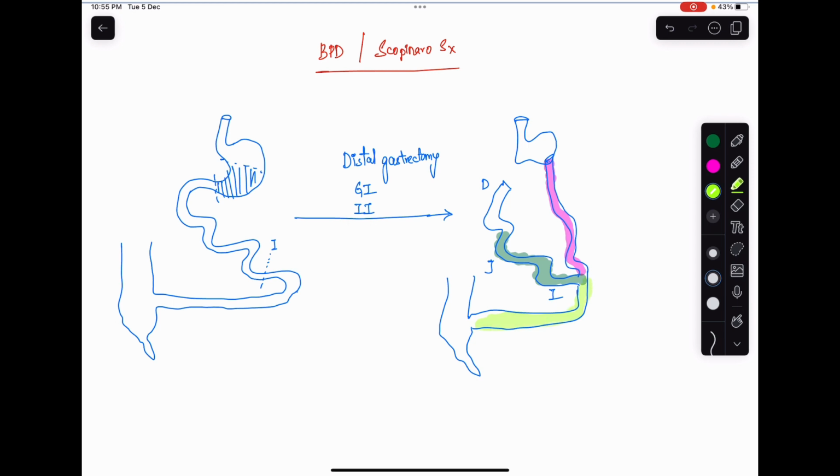In Scopinaro surgery, the roux limb is approximately 2 meters and the common limb is 50 to 100 centimeters. That is, the food we ate comes via the roux limb into the common limb. For a large portion, the food is not even exposed to bile and pancreatic juices, so there will be malabsorption, which is why biliopancreatic diversion surgery is associated with maximum weight loss. It is also the surgery with maximum morbidity and mortality.